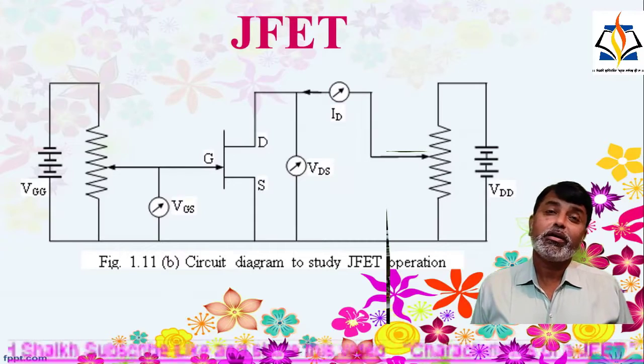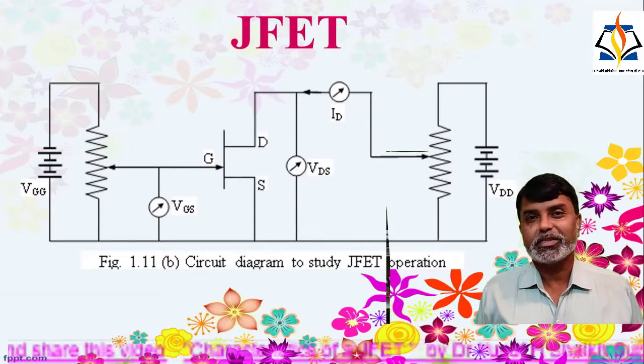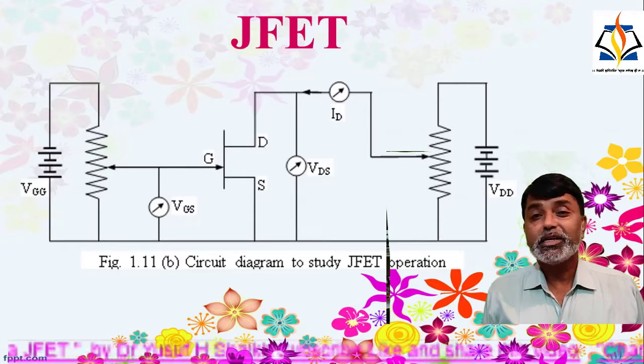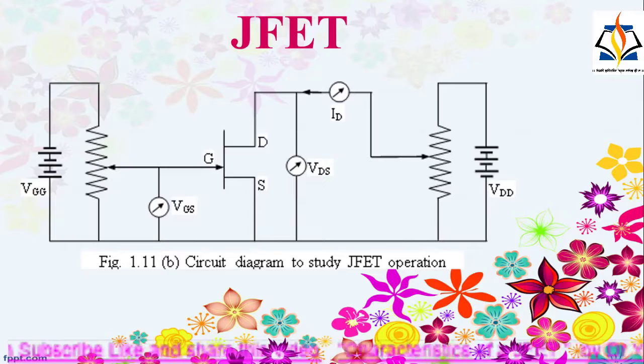Hence, a junction field effect transistor can be connected in the following two ways: the common source configuration and the common drain configuration, or the source follower configuration. However, the commonly used configuration is the common source configuration. Hence, here we will discuss the characteristics in this configuration only.